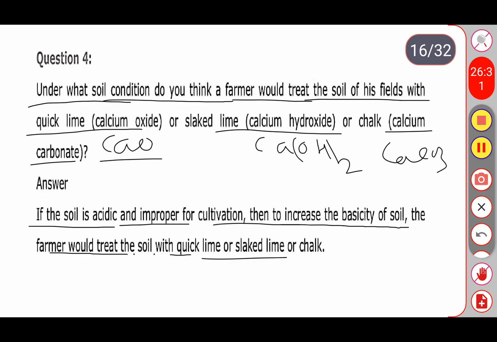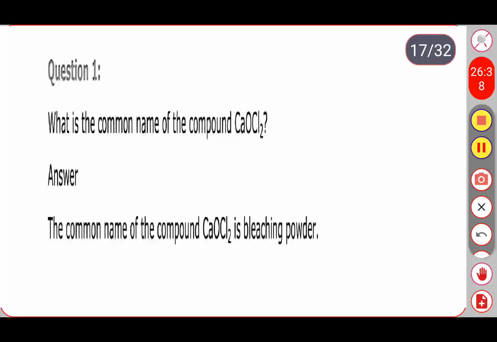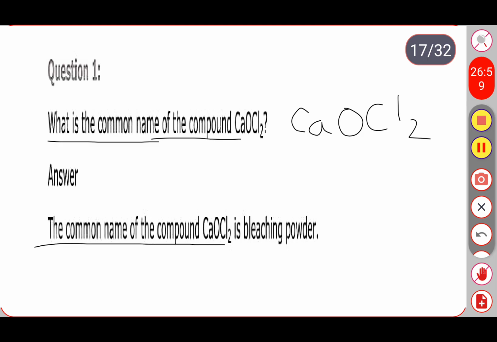What is the common name of the compound CaOCl2? What is the common name for this compound? We already discussed it in the previous slides. The common name of the compound CaOCl2 is bleaching powder. That is the molecular formula or chemical formula of bleaching powder. Okay, see the next question.